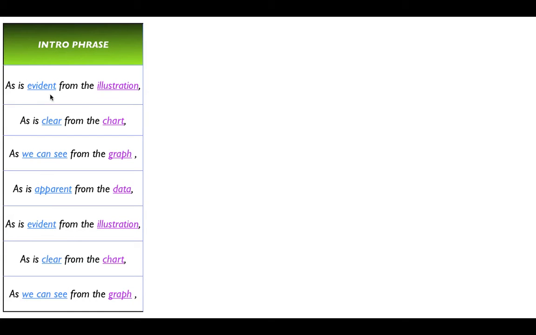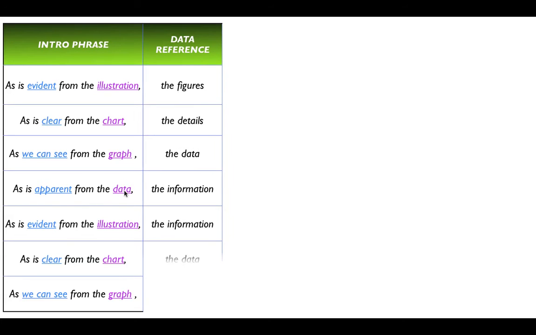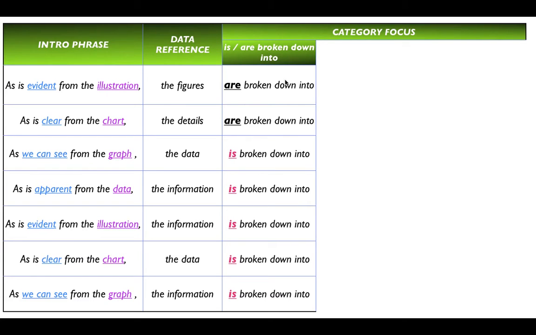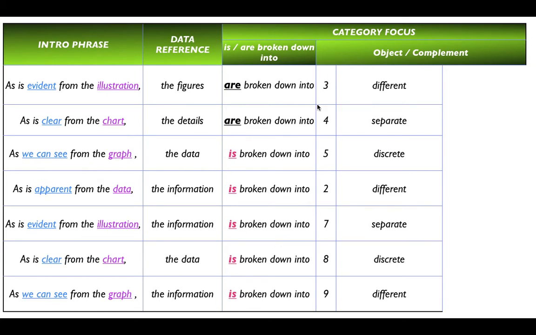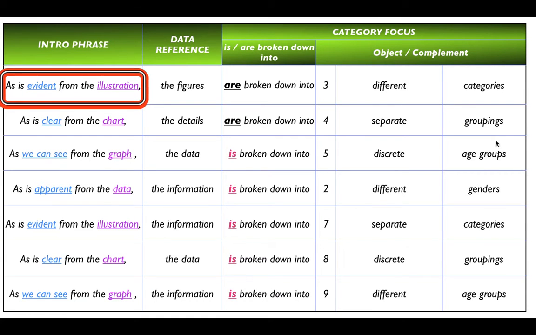So, as is evident from the illustration, as is clear from the chart, as we can see from the graph, as is apparent from the data, and then you'll have a data reference here, the figures, the details, the data, the information, and then you'll say how it's broken down, and then you'll say how many different categories, groupings, or age groups it's broken down into. So over here, as is evident from the illustration. So you can use either evident, clear, or we can see, or apparent here, and you can use illustration, chart, graph, data over here. Okay?